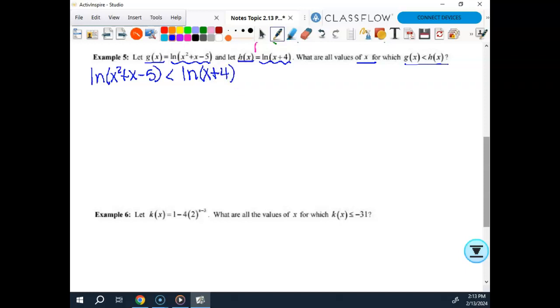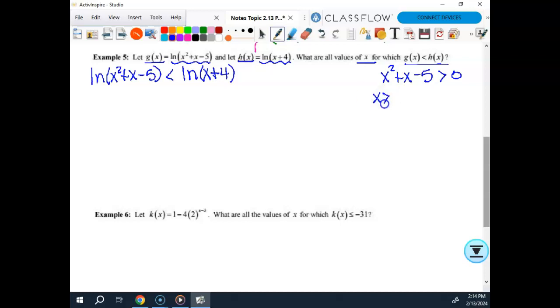Okay? So now that I've set that up, I want to check out my domain so I don't forget to do that. I'm going to have x squared plus x minus 5 needs to be greater than 0. Is that one going to factor? What are the only two numbers that multiply to give me 5? Okay, 1 and 5. Are they going to add or subtract to give me 1? No, so it doesn't factor. So we're going to do the quadratic formula.